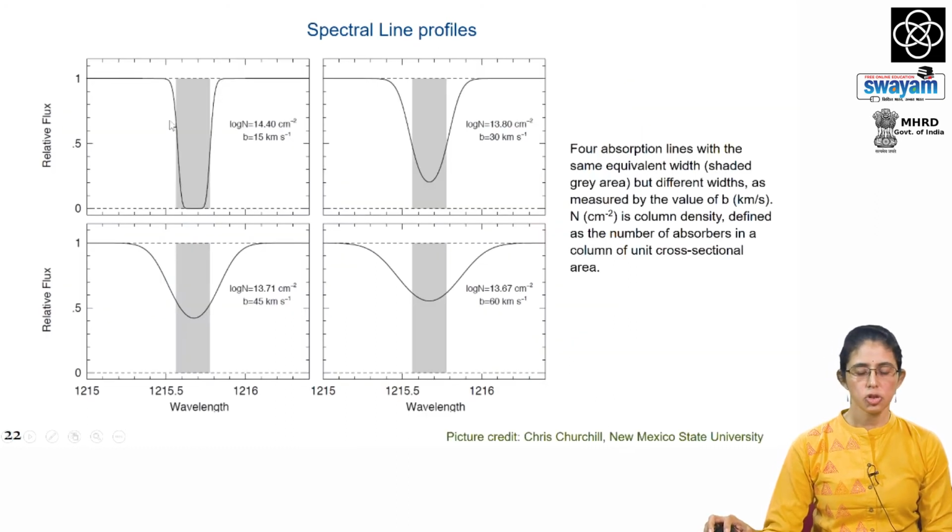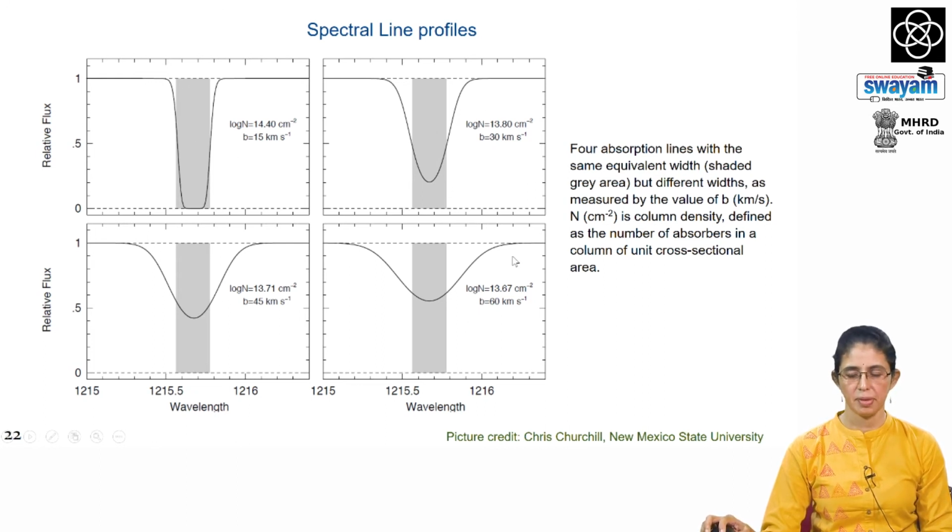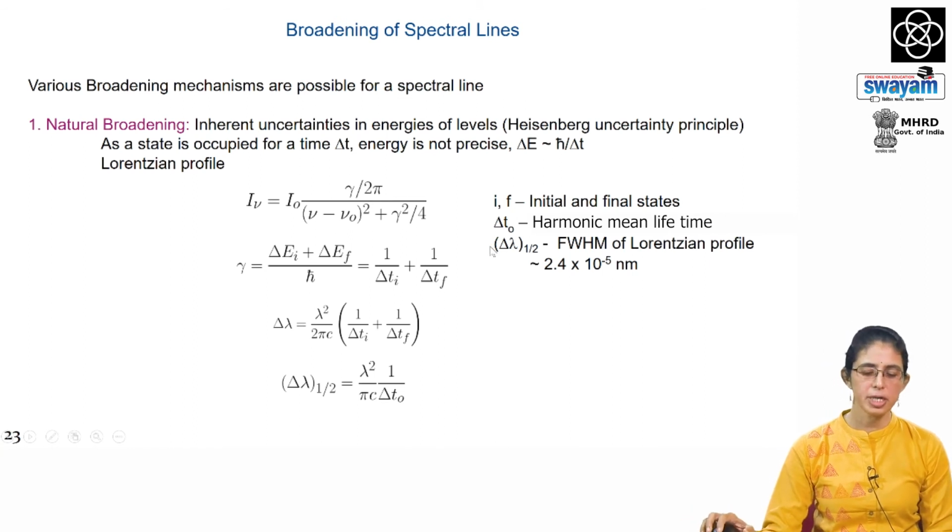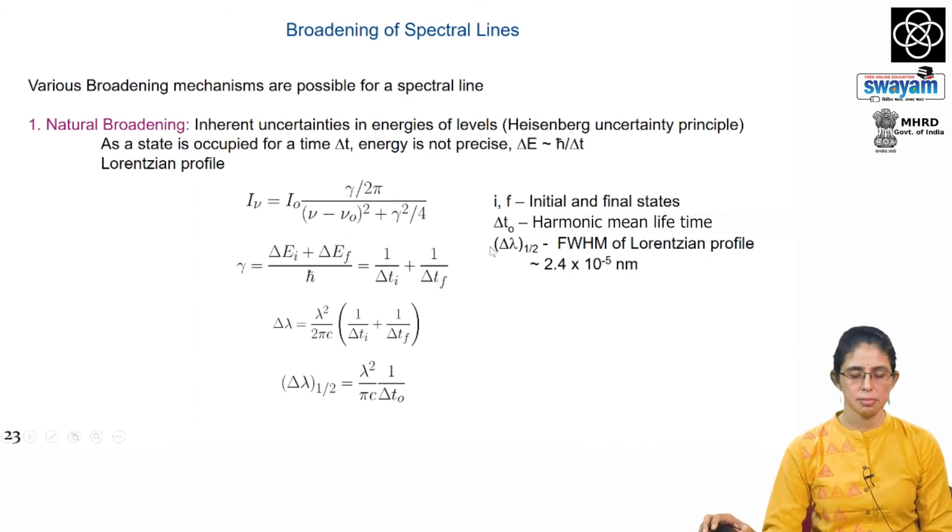This slide shows the equivalent width of 4 different spectral lines. While the shapes of the spectral lines are different, one can see that the widths are the same. There are various broadening mechanisms that are possible for a spectral line, and here we look at them.